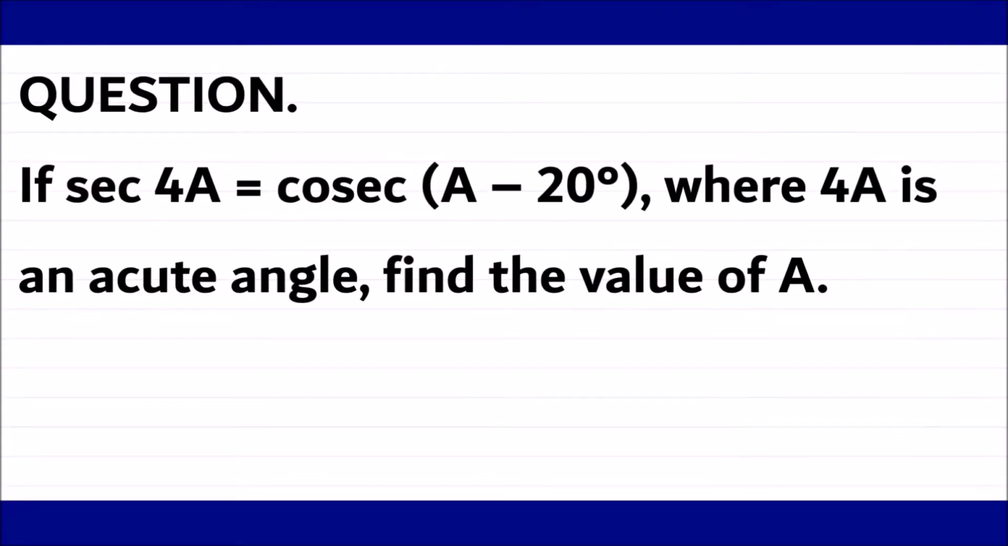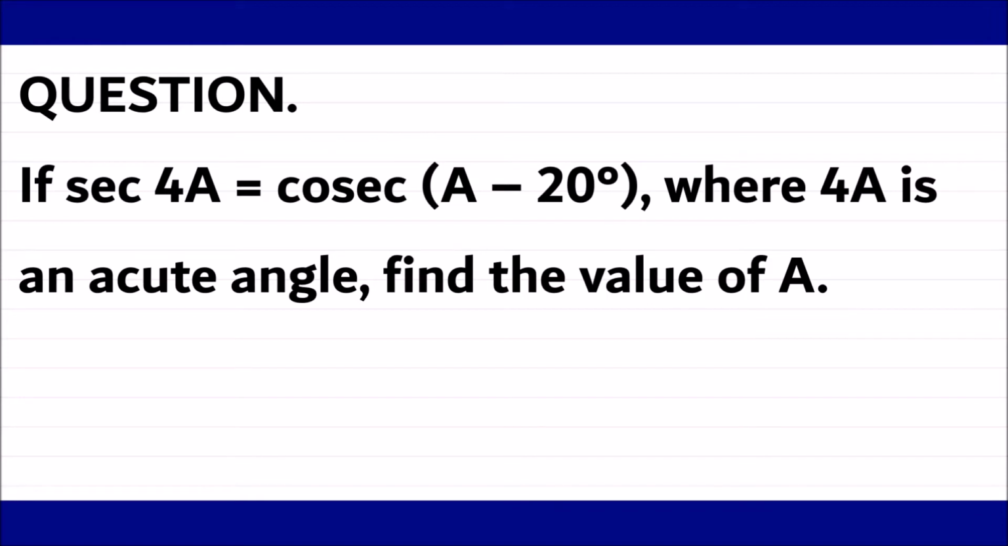The given question is, if sec 4a is equal to cosec (a minus 20 degree), where 4a is an acute angle, find the value of a. So guys, let's see how we are going to prove this given equation, and what are the steps that we are following to find out the value of a.